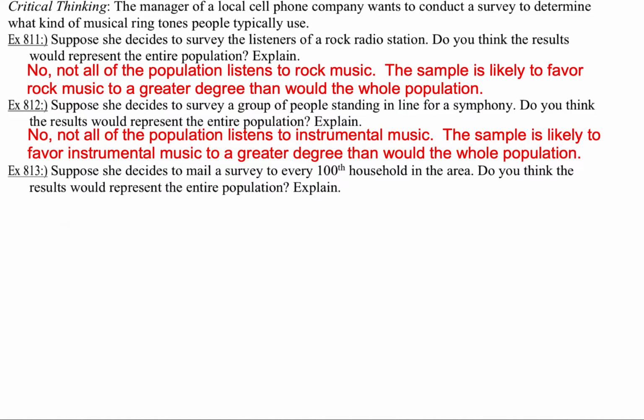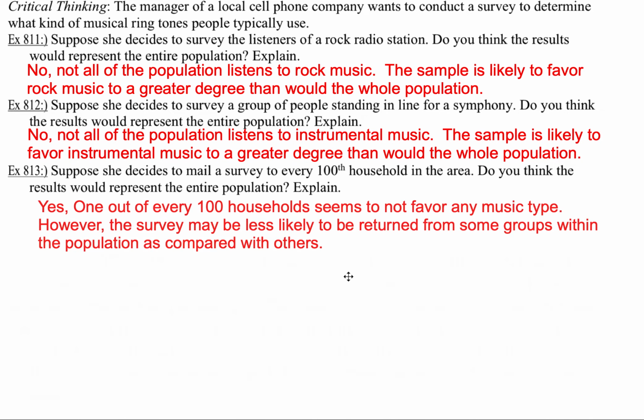Okay, here's another option. Suppose she decides to mail a survey to every 100th household in the area. Do you think the results would represent the entire population? Well, that seems better because anybody could be in that 100th household. So yes, 1 out of every 100 households seems to not favor any music type. However, there's usually a however, the survey may be less likely to be returned by some groups within the population as compared with others. And these would just be differences between different people.